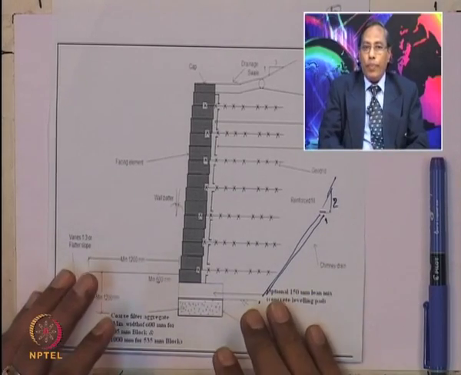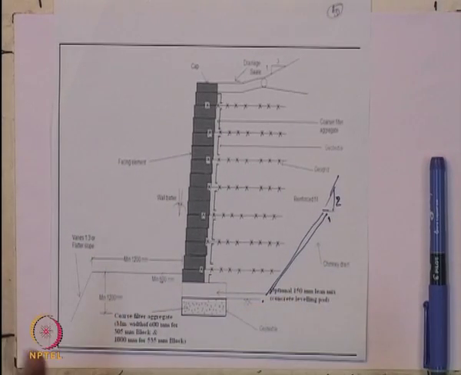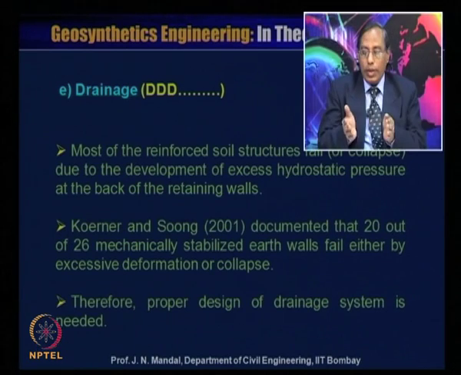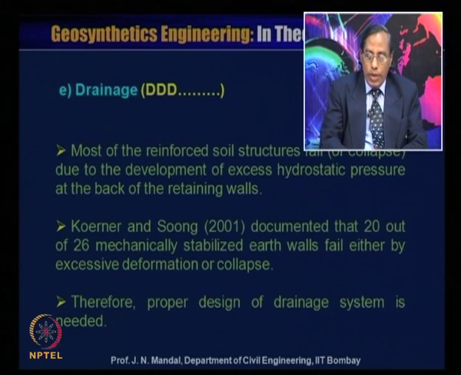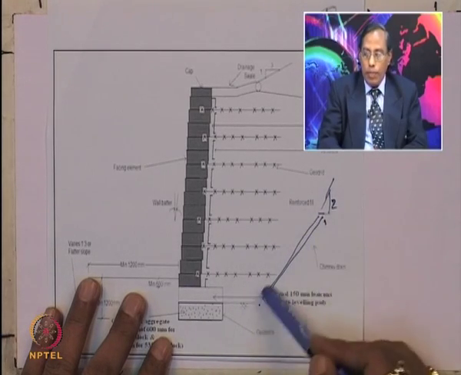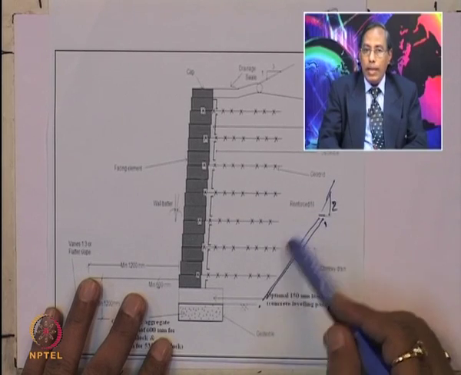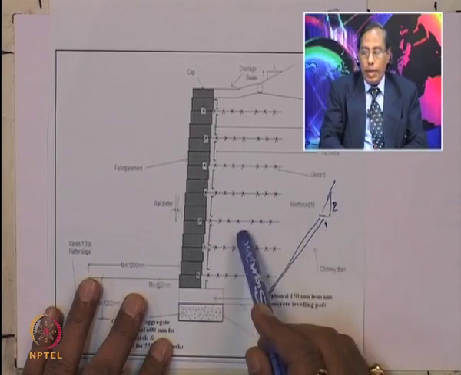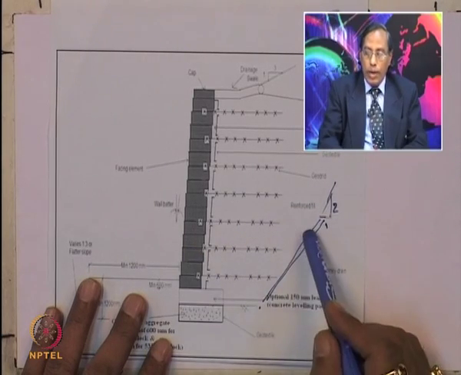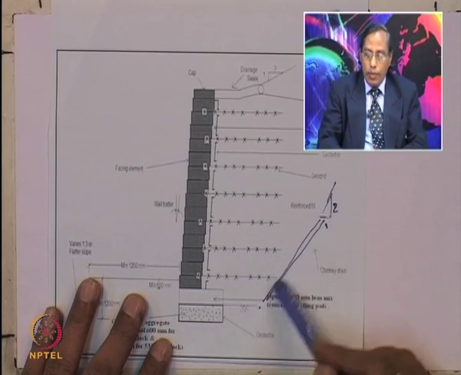Next, the drainage. Drainage is very important. Most reinforced soil structures fail or collapse due to the development of excess hydrostatic pressure at the back of the retaining wall. You can see, if this is the reinforced soil wall, at the back of the wall there is a possibility for development of excess pore water pressure, and then there is a possibility for the collapse of the geosynthetic reinforced soil wall. That is why you should provide a proper drainage system.